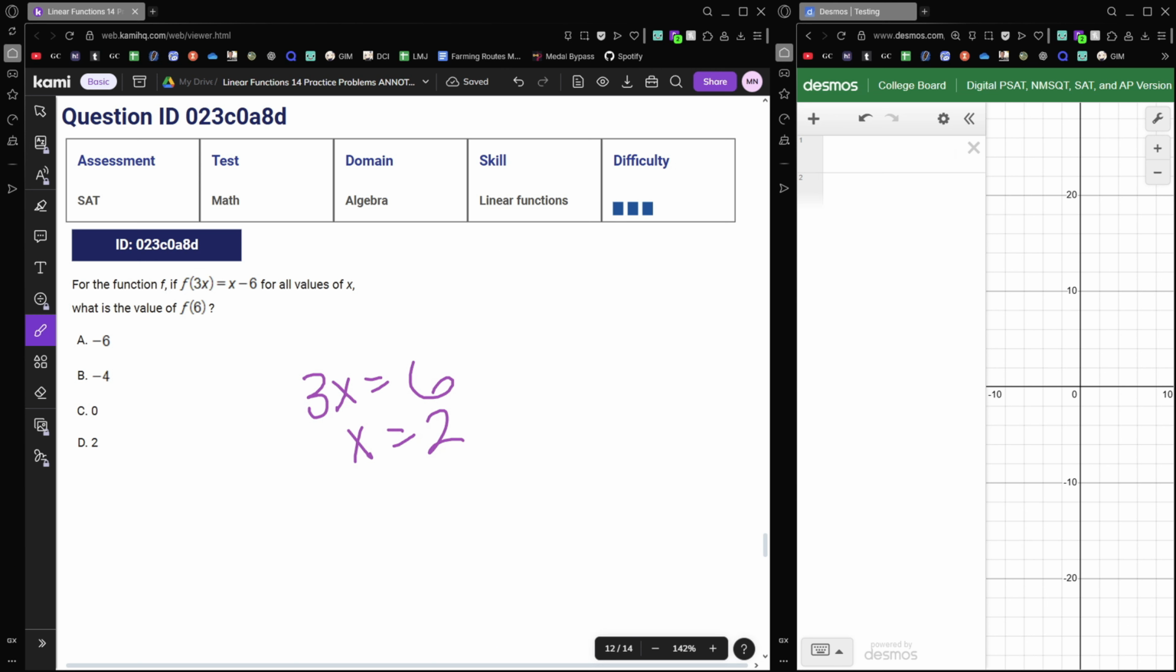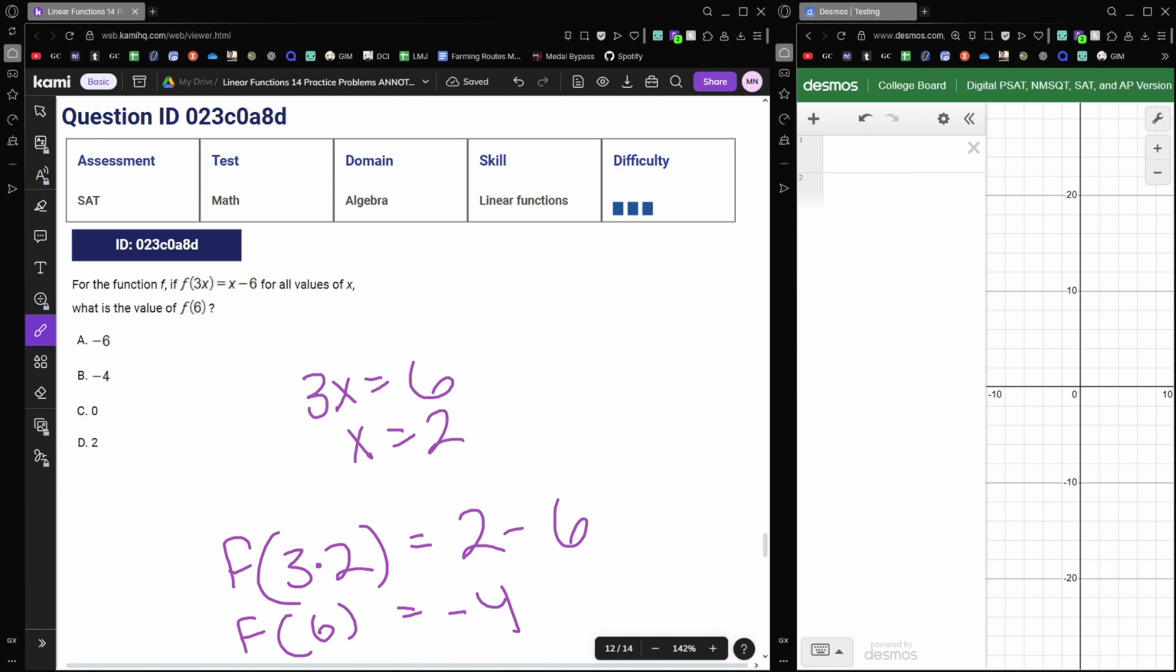We get that f of 3x, which is just really f of 3 times 2, is equal to 2 minus 6. F of 3 times 2, that's just f of 6, is equal to 2 minus 6, which is negative 4. So f of 6 is negative 4.